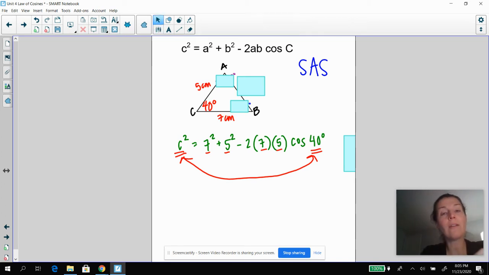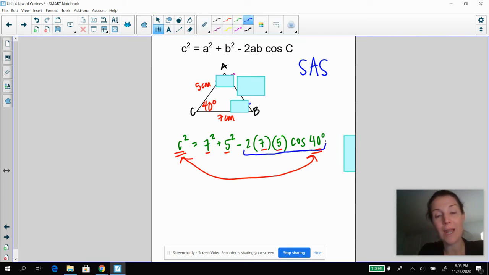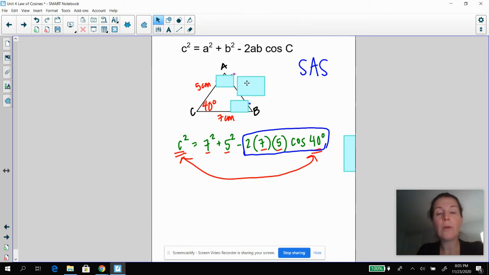And when you did this out on your calculator, do not forget to follow the rules of PEMDAS. That means that this all goes together. This is all multiplication. It is not going to be 49 plus 25 minus 2 times 7 times 5, and do that, and then multiply by cosine of 40. You need to make sure that you do this all together. All right, so hopefully you got for side C, drumroll please, approximately 4.51. All right, I have great news. Look what happens when you solve for that missing side.